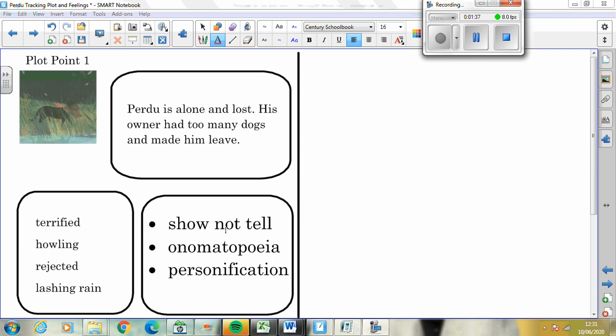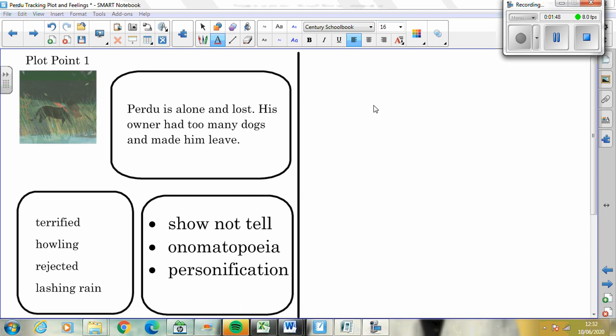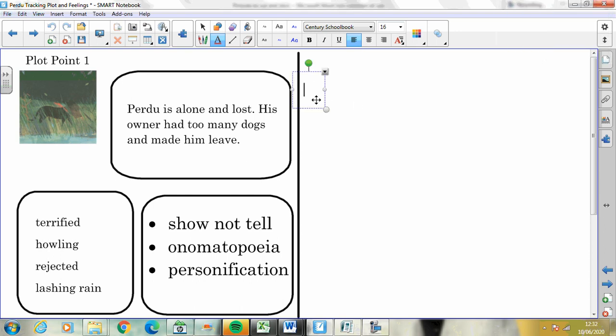So my first sentence, I'm going to be demonstrating show, not tell. So we already know that show, not tell is when we want to show the reader how a character is feeling, rather than simply saying Perdu was tired, Perdu was scared. Now we know at the beginning of the story that Perdu was feeling very, very sad and very lonely. So I'm going to show that by saying what Perdu was doing that would convey his feelings of sadness and loneliness. So, for example, and remember, I'm telling the story from Perdu's perspective.